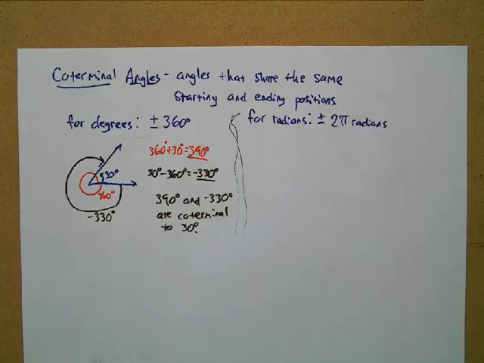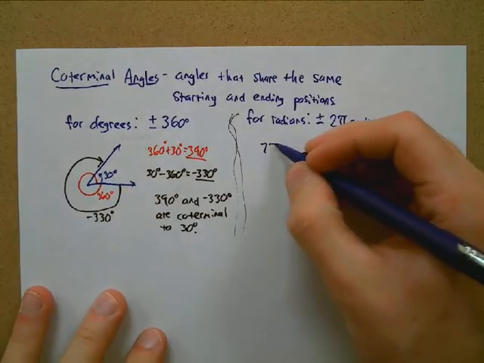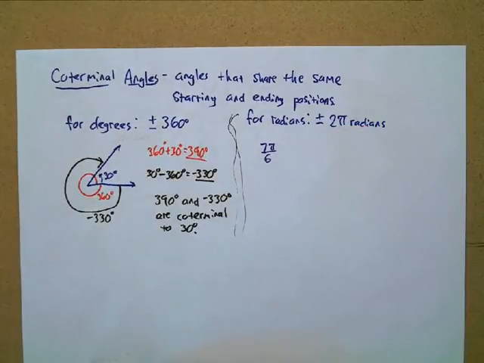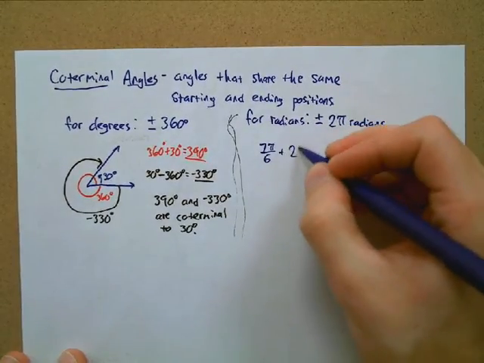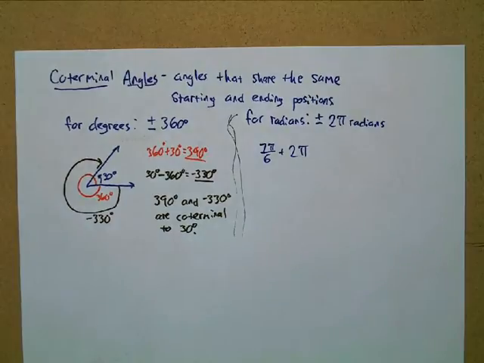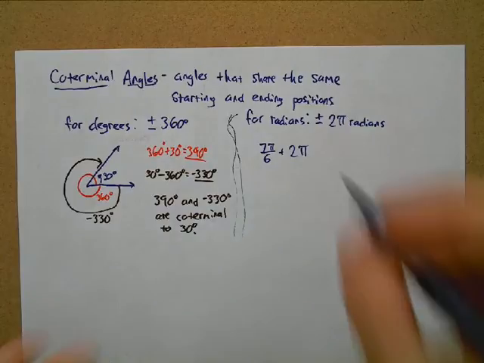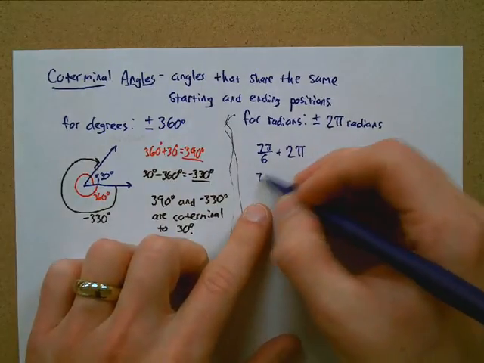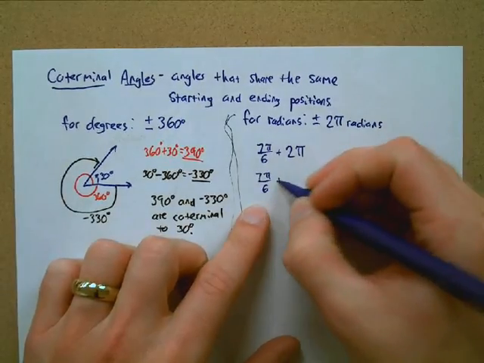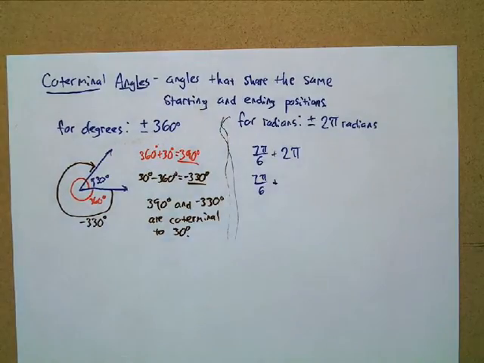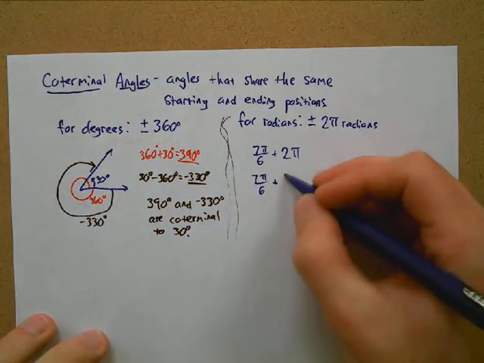we could use our calculators and get a decimal here, but let's not. How can we add these two things? What do we need? Common denominator, right? And so it's going to be 6. So 2 pi in terms of sixths is how many sixths? 12. So 12 pi over 6. Add those two together and you get 19 pi over 6. Okay, so that is coterminal to the 7 pi over 6 there.